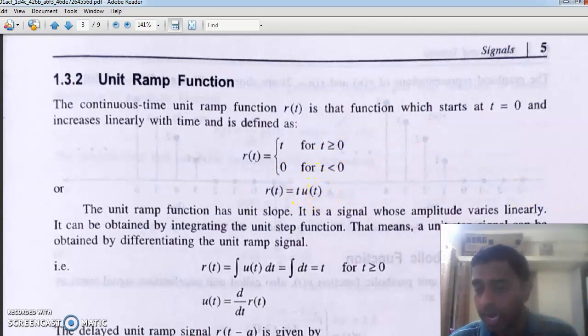So you can write it this way. Whenever you have to ensure that it is a right-sided sequence, you can see that it's a purely right-sided sequence.